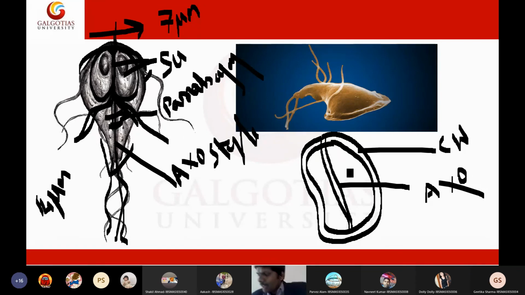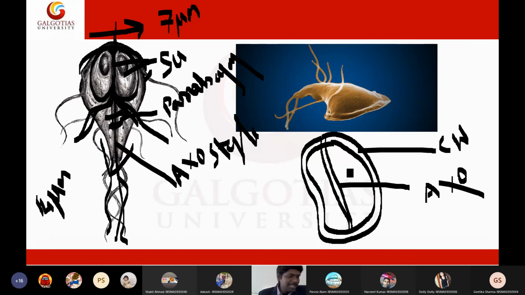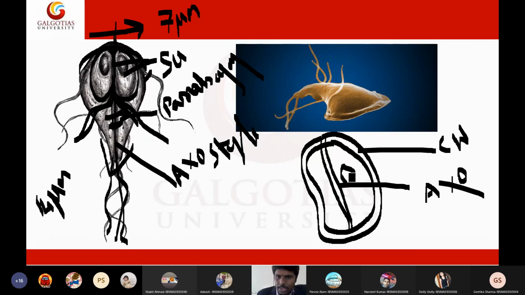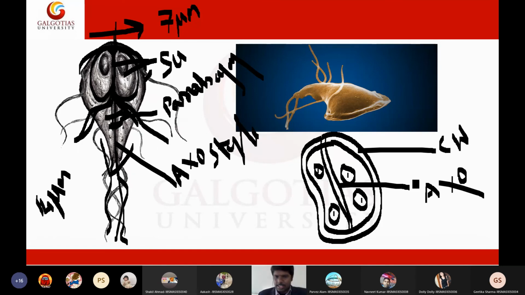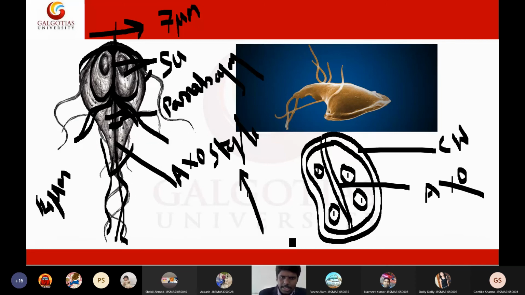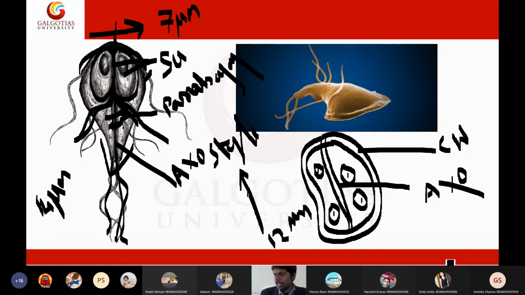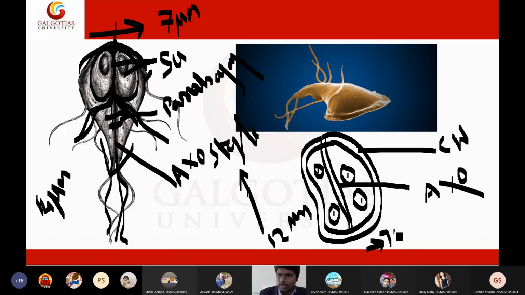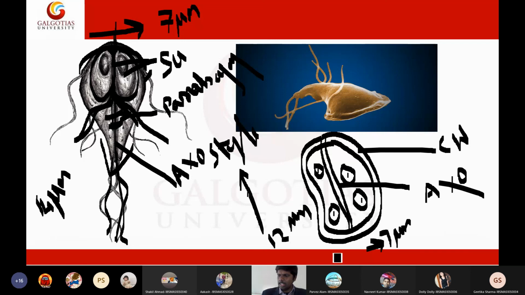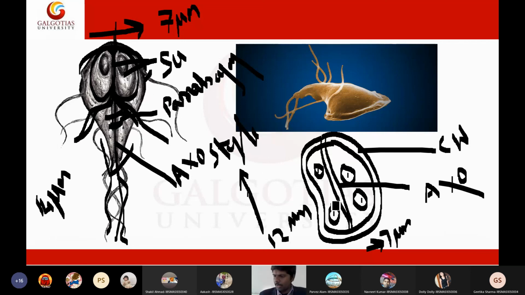Then in the cyst, we will find quadrinucleus. That means 4 nuclei will be present in the cyst: nucleus 1, nucleus 2, nucleus 3, and nucleus 4. Then let us see the measurements of this cyst. The cyst measures 12 micrometers in length, and it is 7 micrometers in breadth, just like the trophozoite. So the cyst contains 4 nuclei.